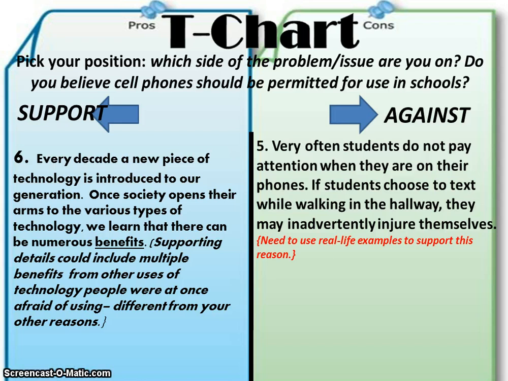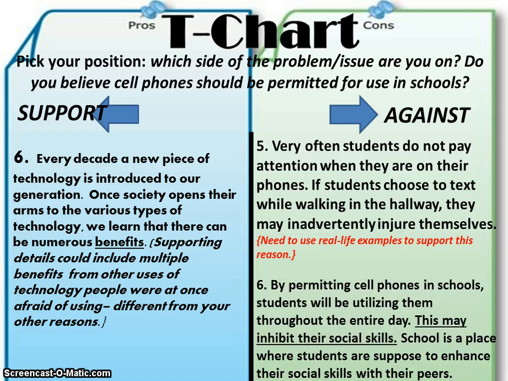Have you ever been walking in the hallway or on the street corner and you're texting and you're looking down, next thing you know, you tripped over your own two feet because you didn't see the sidewalk ending because you were so focused on texting? Well, this could happen if cell phones are allowed in school. Students might walk into each other, they might trip down the stairs, because they have access to their phones all day long.